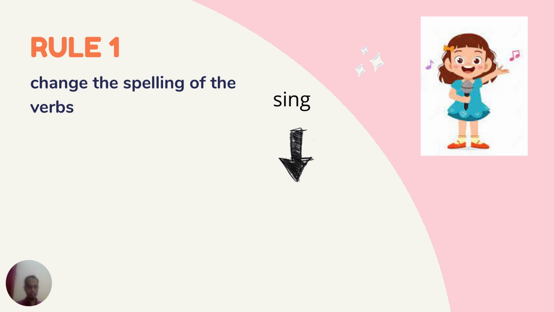Let's take a look at another example. Look at the girl, she is singing. The verb here is sing. The verb sing also falls under rule number one, which is change the spelling of the verb if you want to change into past tense form. So what is the past tense form for sing? Good. The past tense form for sing is sang. Repeat after me, class. Sang. All right, very good.